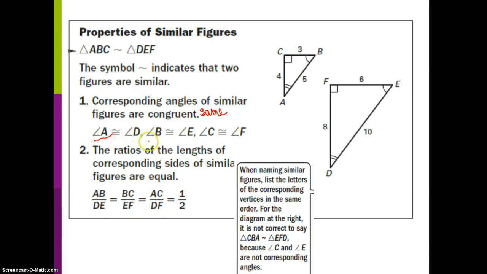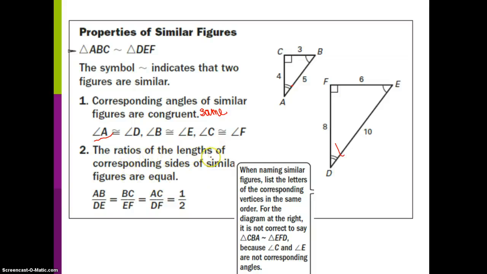Angle A is congruent to angle D. That means they're going to have the same measurement, where angle B and angle E are going to have the same measurement. That's why they use this little arc to denote the same measurements. C and F are going to have the same measurement too, and you can see that's 90 degrees.